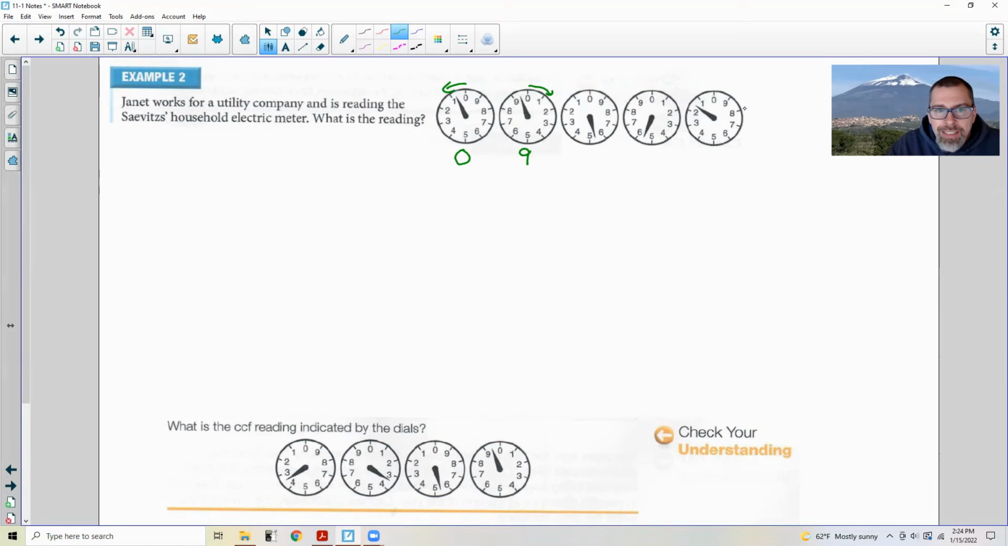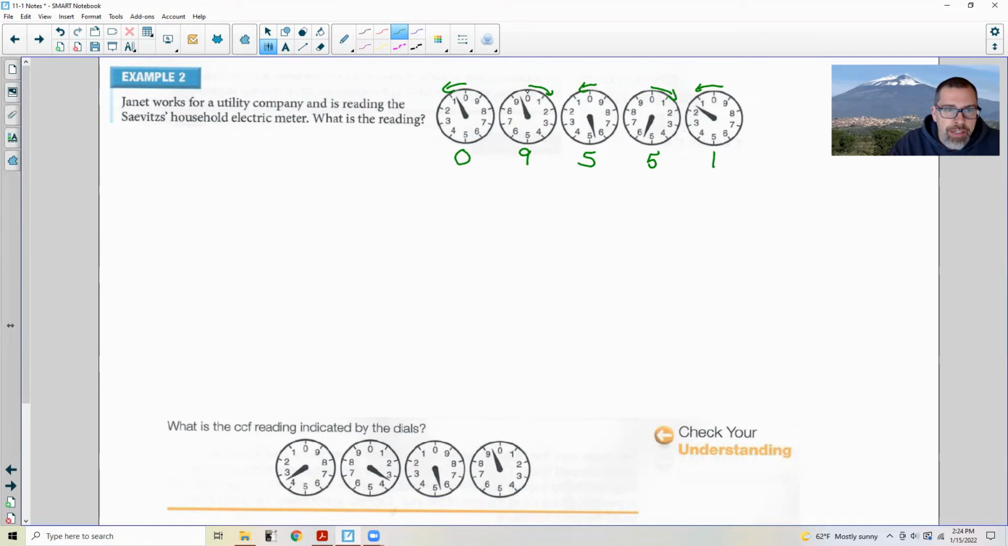So let's start at this end over here. And this one is going this direction, 0, 1, 2. It's between 1 and 2. It has not reached 2 yet, so we're going to call that 1. This one is going this direction, and it got past 5, but did not reach 6. So you only count the one it goes beyond. And then this dial is going this direction, and it got past 5, but it did not make it to 6.